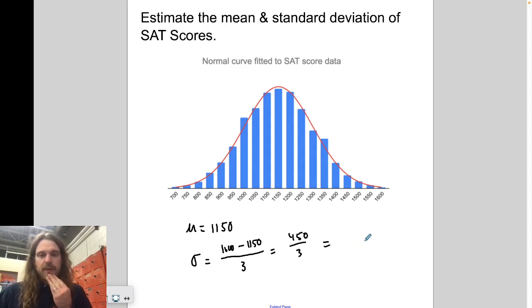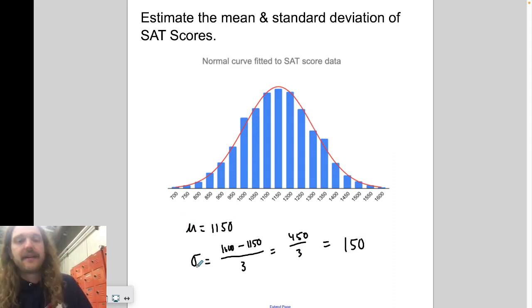Now, one thing to keep in mind here is, Mr. Sligo, why aren't you using x-bar and s, the sample standard deviation? Because we have the data for every single SAT score from 2020. So this is the entire population of SAT scores, which is kind of cool. You can see this contained all the way over this direction.